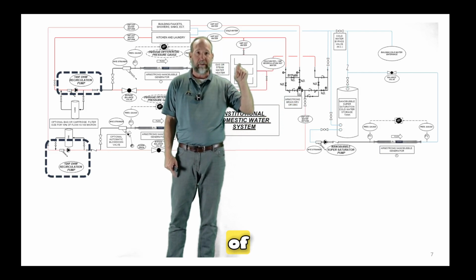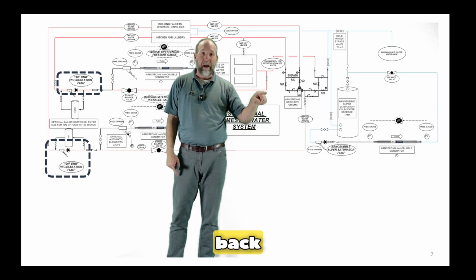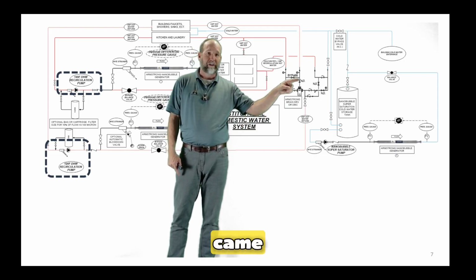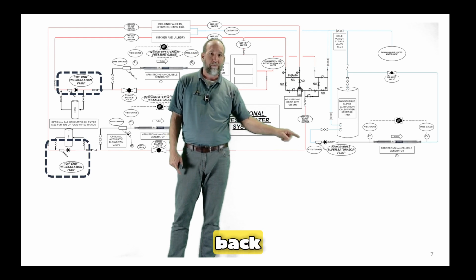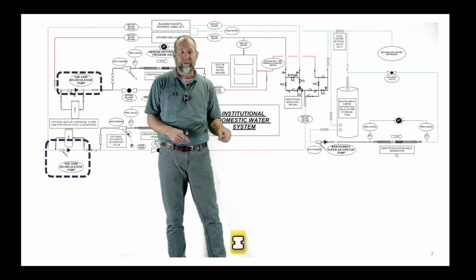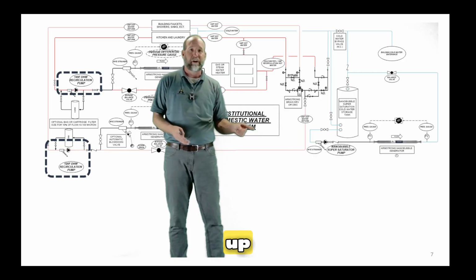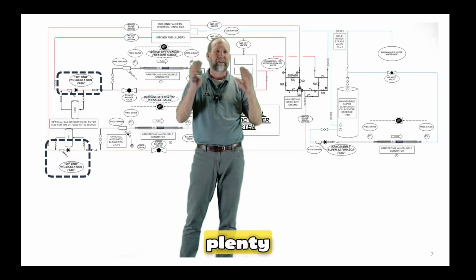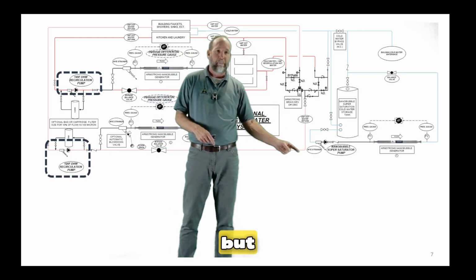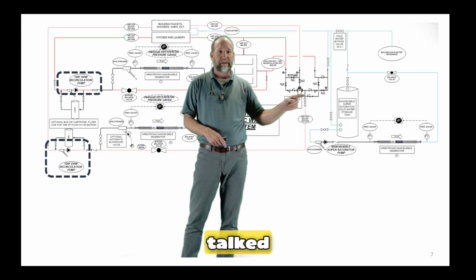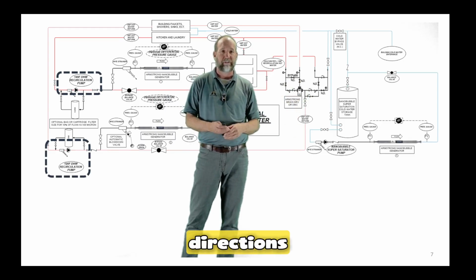This water came out of the heater, so it should go back into the heater. This water came out of the mixing valve, so it should go back into the mixing valve, okay? I see more plumbers mess that up in the field, okay? Armstrong's got plenty of diagrams to show you how to do this. But as that water comes back, again, we talked about how it can go different directions, okay?